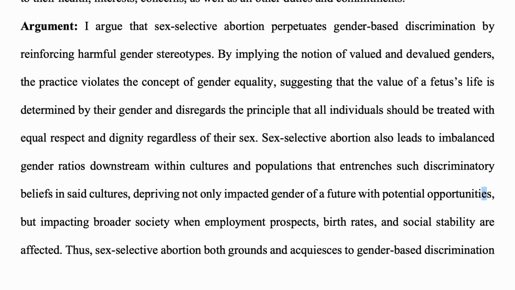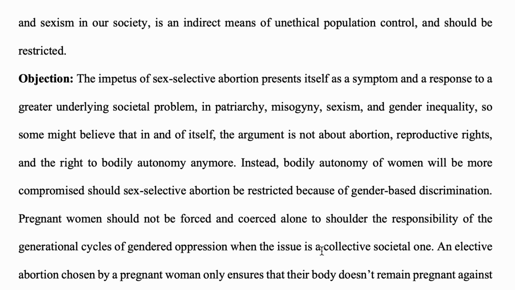Let's read on. "Thus, sex-selective abortion both grounds and acquiesces to gender-based discrimination and sexism in our society, is an indirect means of unethical population control, and should be restricted." Okay, so that is summing up the argument. So based on both of those reasons, discrimination and population reasons, the student says it should be restricted. Nice. So now we get a clear statement of what the student is arguing for. Sex-selective abortion shouldn't be permitted.